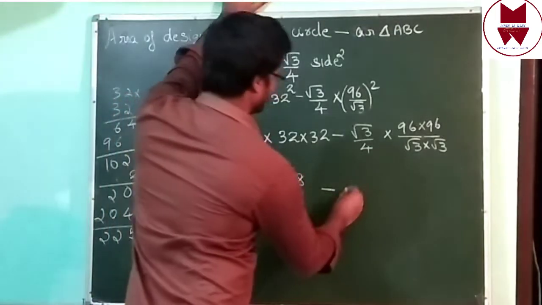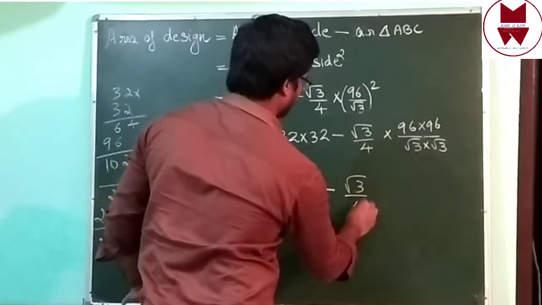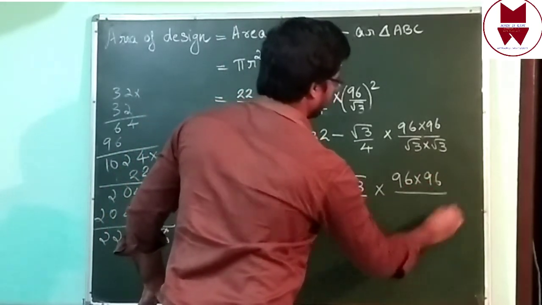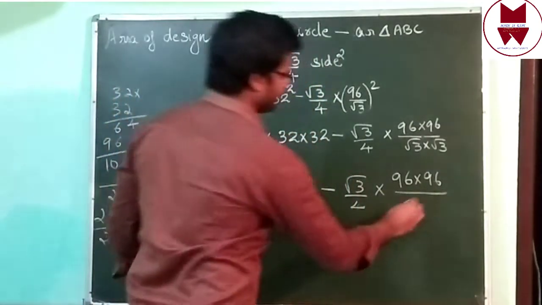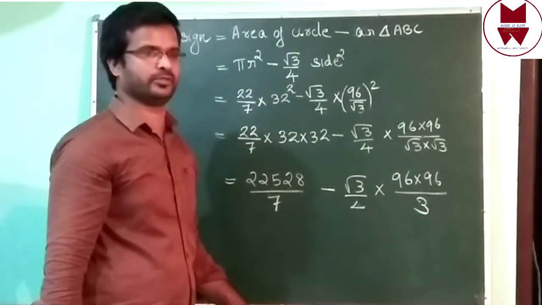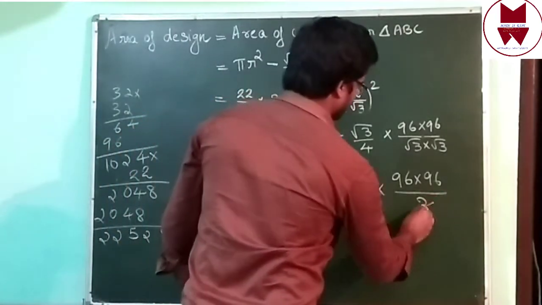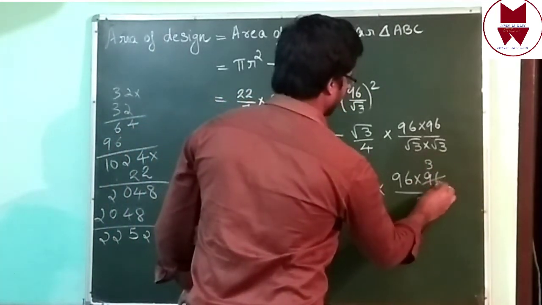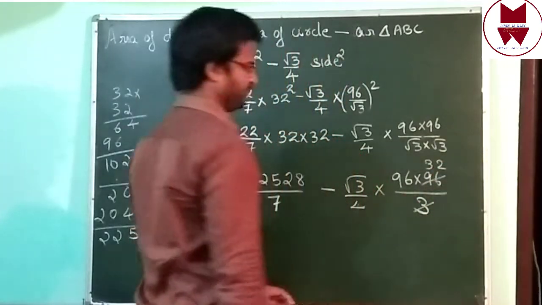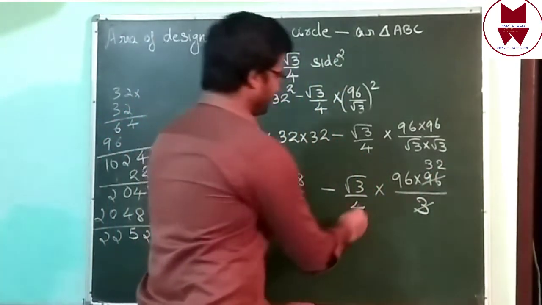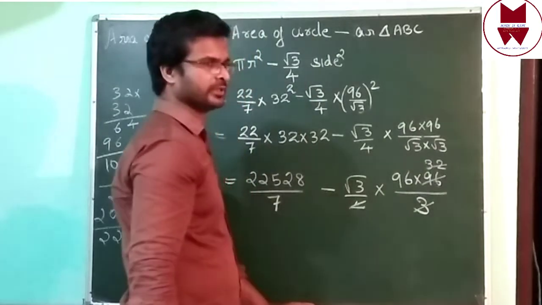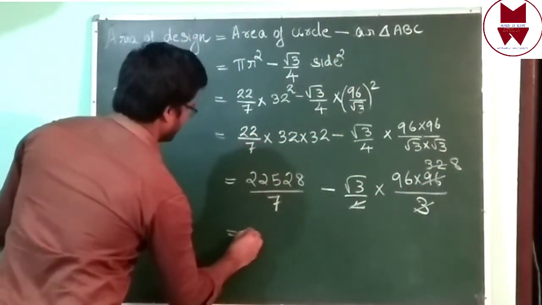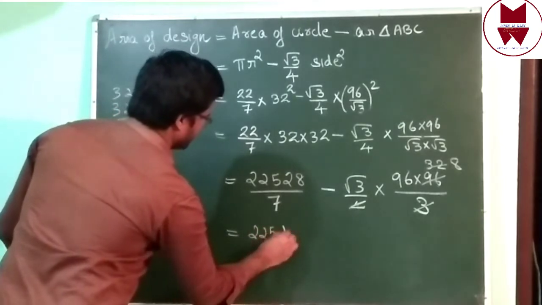Minus root 3 by 4 into 96. Root 3 into root 3 we can write as 3. Then this 96 and 3 cancel. In 9, 3 times, then in 6, 2 times, you will get 32. Then this 4 and 32 cancel. In 32, 4 times 8, we get 22528.